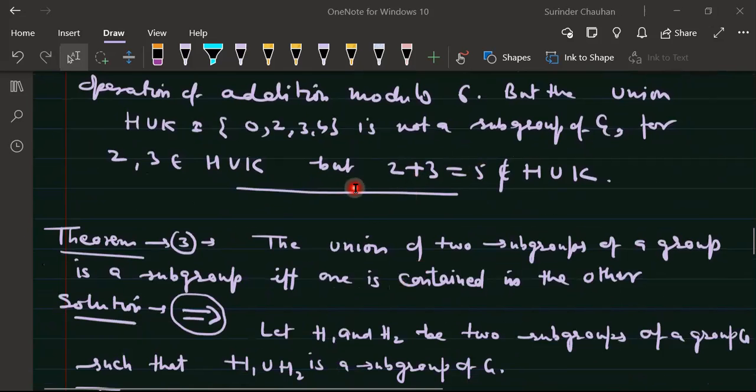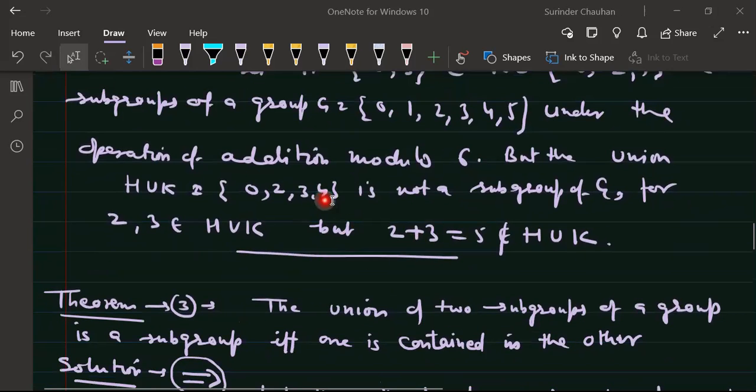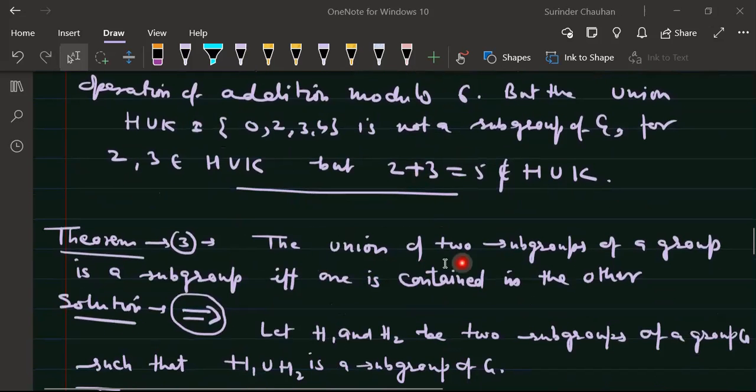Now our question is, when will the union of two subgroups be a subgroup? The union of two subgroups of a group is a subgroup if and only if one is contained in the other. Either the first is contained in the second, or the second is contained in the first.